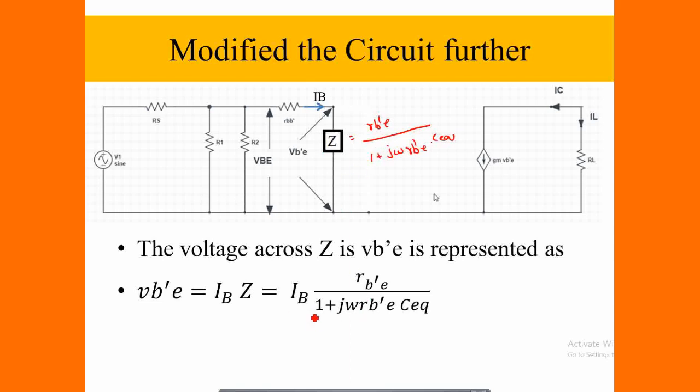Now we are going to calculate the voltage across the impedance Z. The voltage VB dash E is nothing but IB into Z. Now replace Z with the corresponding impedance, RB dash E by 1 plus j omega RB dash E into C equivalent. This is the voltage that appears at B dash.